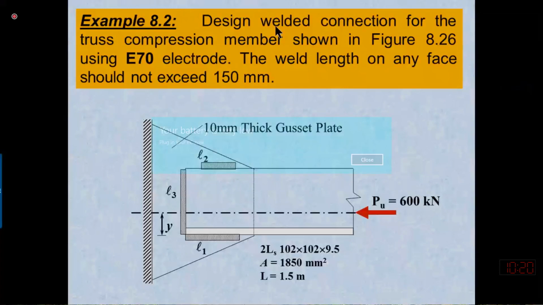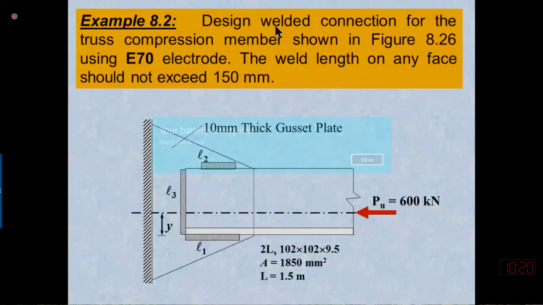A special restriction is given by the designer or by the architect or the planner. So we cannot keep any, this restriction is only with L1 or L2, not with L3. So the maximum length of the weld, meaning the length of the weld along the length of the member, should not be more than 150. So this member is subjected to a compressive force of 600 kilonewton, that is the factored force. So this is the double angle.